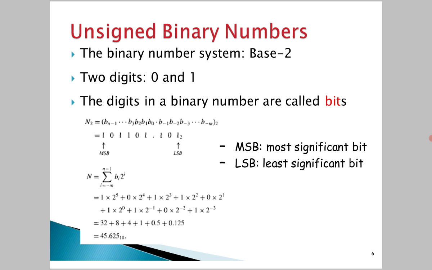How is a binary number converted into decimal? Here we have a whole part and a fractional part, for example 101101.101. Starting from the extreme left digit of the whole part, that is 1, we multiply each digit by its power of 2, and writing in this form we get 45.625 as the decimal number.